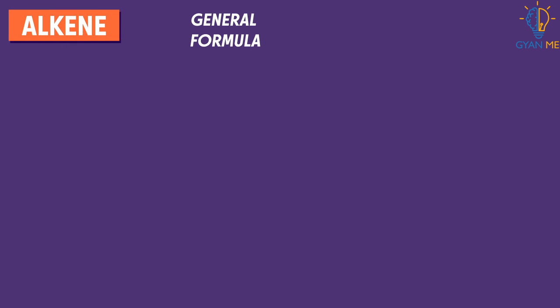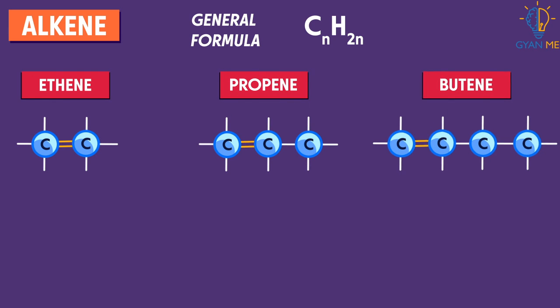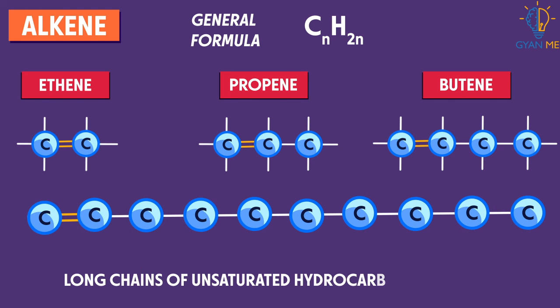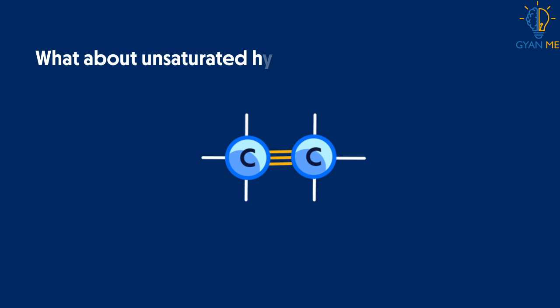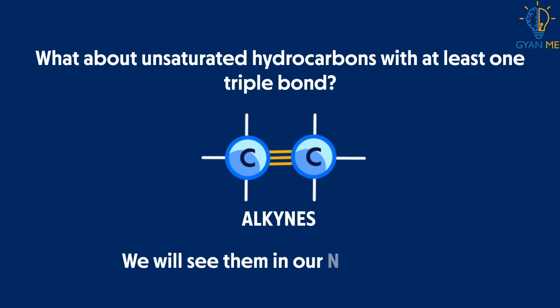Thus in the general formula CnH2n of the alkene group, as we increase the number of carbons n, we get longer and longer chains of unsaturated hydrocarbon compounds. Accordingly, these are unsaturated hydrocarbons that have at least one double bond between carbons. Now what about unsaturated hydrocarbons with at least one triple bond? That is alkynes. We will see them in our next video.